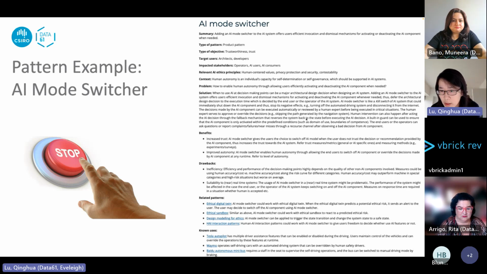For this pattern, the users can use it to activate or deactivate the AI component whenever needed. It's like a kill switch button in the system, so it can immediately shut down the AI component and stop its negative effects at runtime. We also analyze the benefits, which include increased trust and improved autonomy. We also explain the drawbacks for this pattern, like inefficiency or suitability to real-time systems.